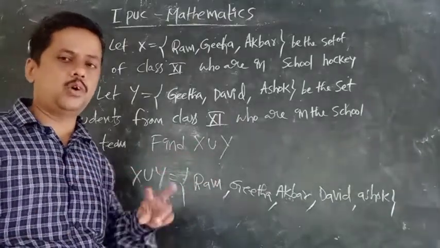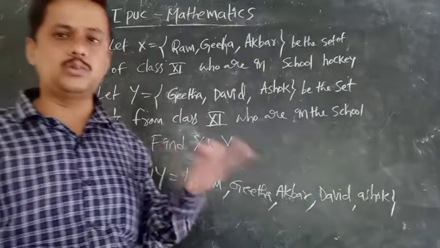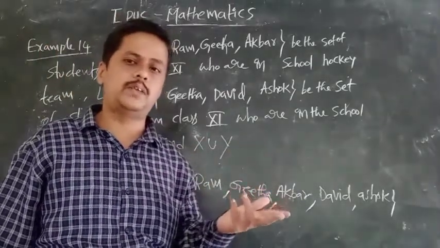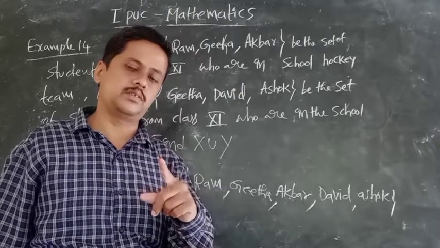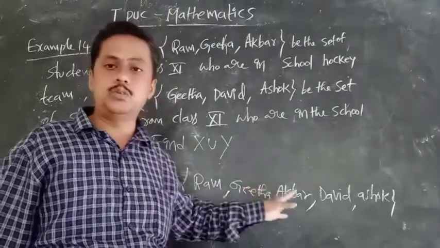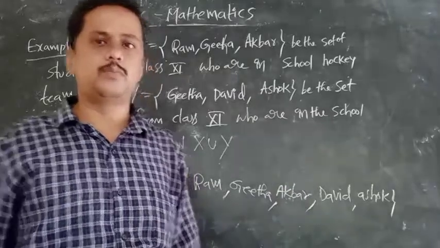So if an element is repeated more than once, more than twice, write it only once. Whether it appears two times or three times, write it only once. Okay, element. This is union and a club model. Okay, we will see the next concept.